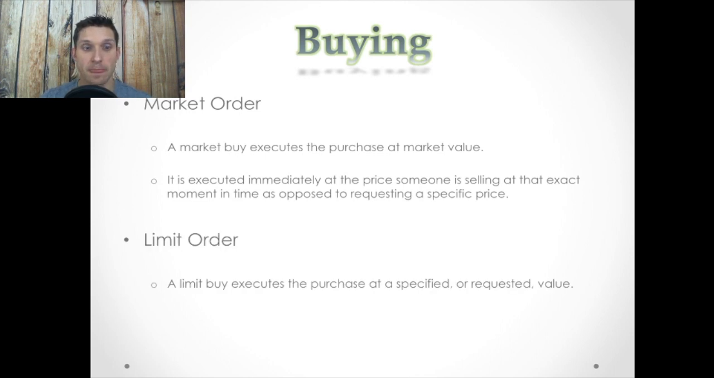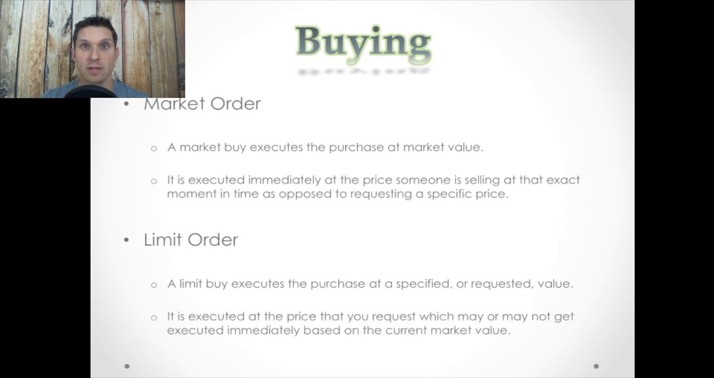So we have a limit order, and a limit buy executes the purchase at a specific price, right? So you're going to say, hey, I want 10 shares of that stock, but I want it at $1. You're going to set the limit order at $1, and it's only going to buy for you at $1, as opposed to the market order saying, execute now, I just want 10 shares, I don't care what the price is. So as we see here, it is executed at the price that you request, and it may or may not get executed immediately based on the current market value. If there are no orders for $1, 10 shares of that stock, then that will not execute.